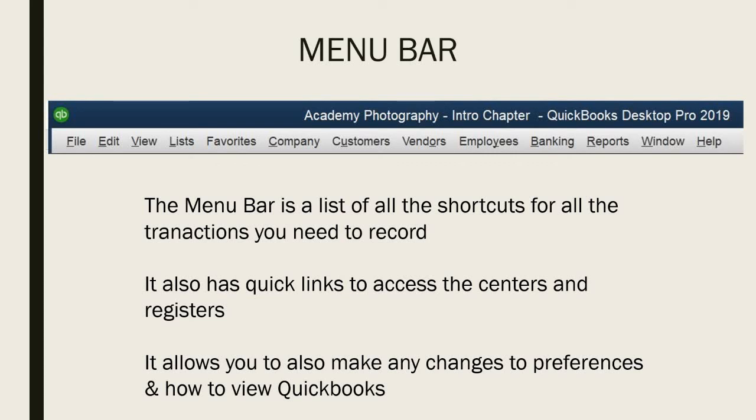While the gray part, where it has File, Edit, View, is referred to as your menu bar. When you select those tabs, it will give you a drop-down list of every single transaction that you can do in QuickBooks, whether it's a transaction or a quick link to a center. It has a list of every single one there. And that's called the menu bar.